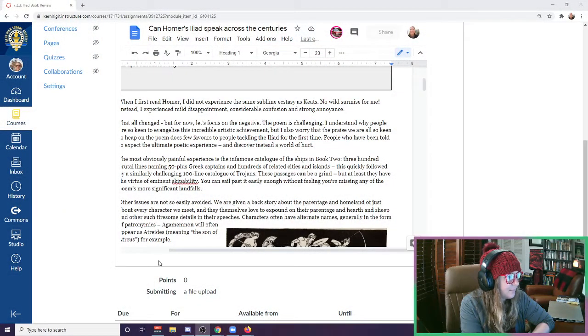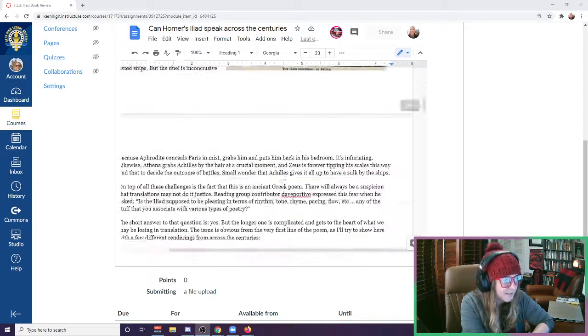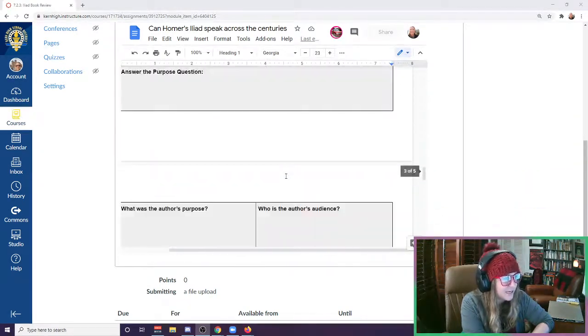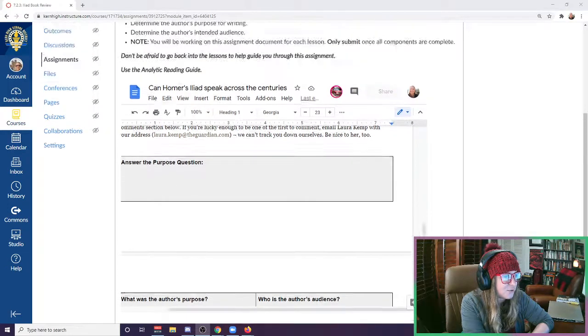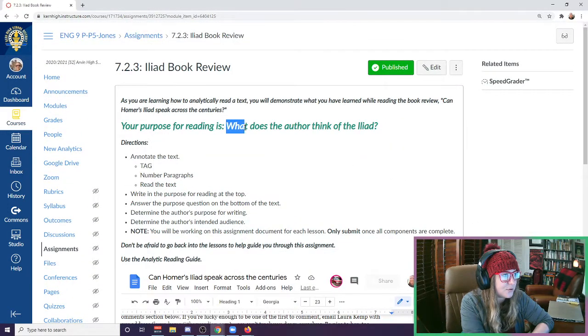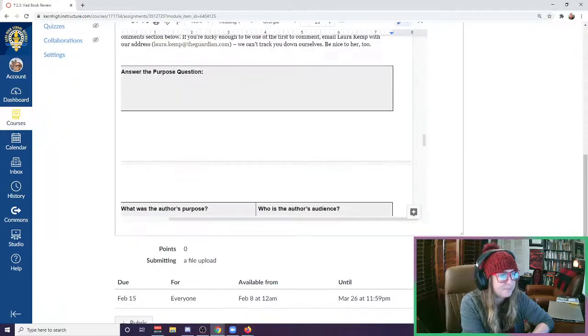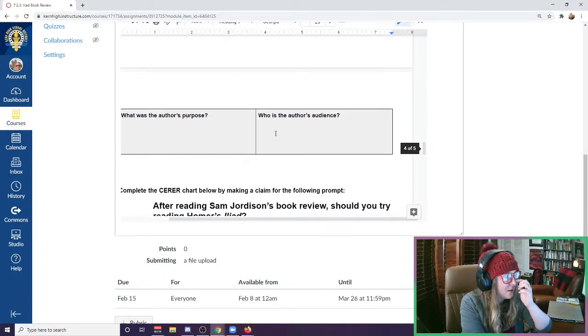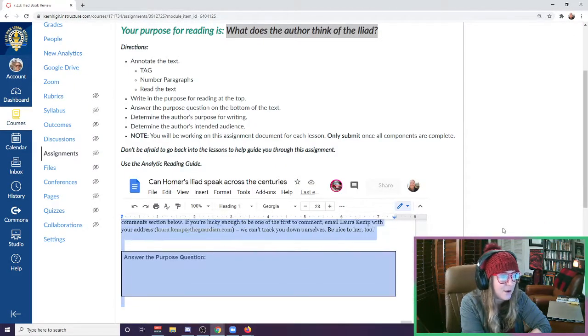Here we are. So what you'll do is you'll read the article, you'll annotate it, you'll leave comments. At the bottom, there are a few questions it asks you. So it asks you to answer the purpose question, which of course is at the top of the page. Your purpose for reading is, what does the author think of the Iliad? Okay. You'll tell me what the author's purpose is.